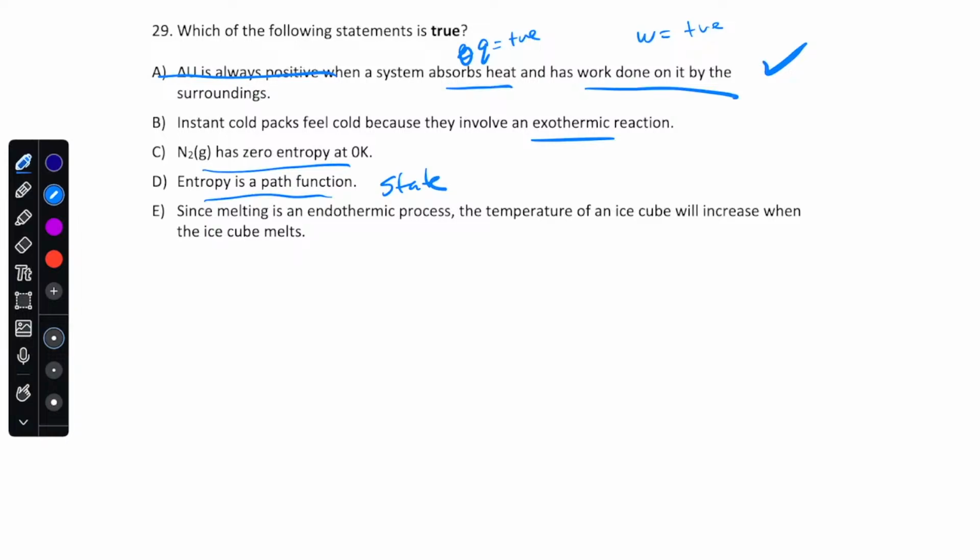Since melting is an endothermic process, the temperature of an ice cube will increase when the ice cube melts. No, the temperature is constant during a phase change. So yeah, A is the correct one. You got it right on the first try anyway. It's always good, though, to read the other ones in case there's another one that sounds good, because sometimes maybe you weren't so right on the first one you jumped at.